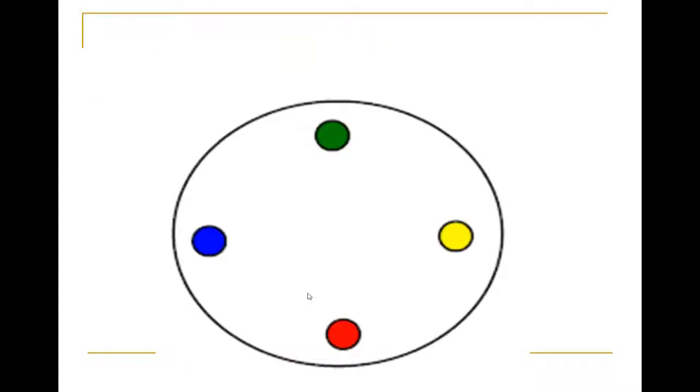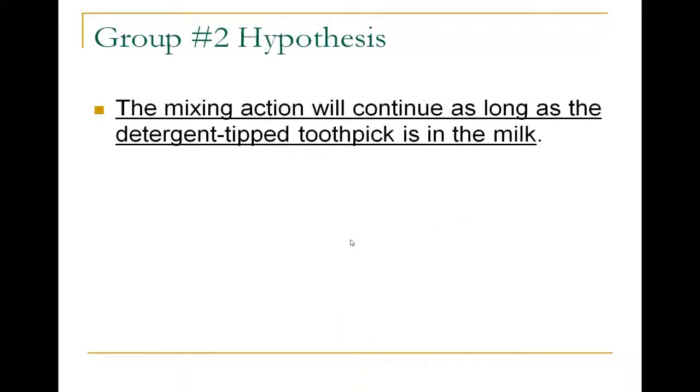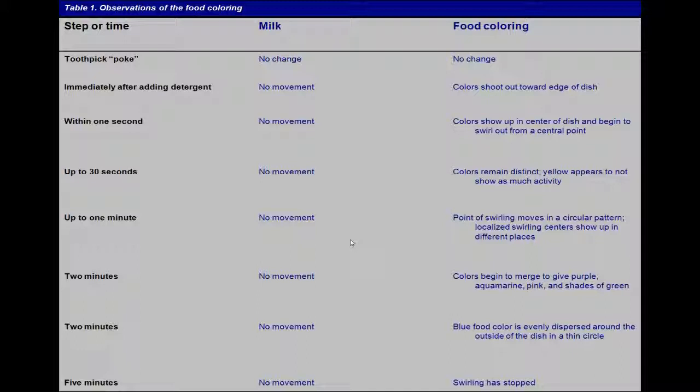They might have just one colored detergent at the center and be measuring the rates, such as in this second group's hypothesis, the mixing action will continue as long as the detergent tipped toothpick is in the milk. And this group formed a table, and you can see here what information was obtained and what conclusions might be drawn from this.